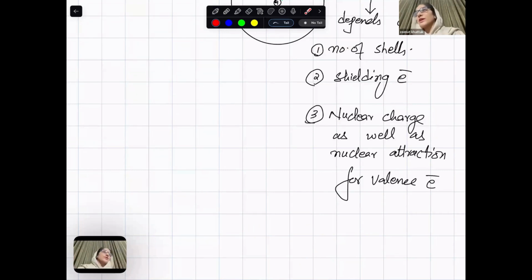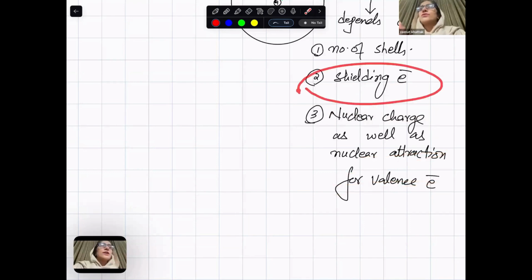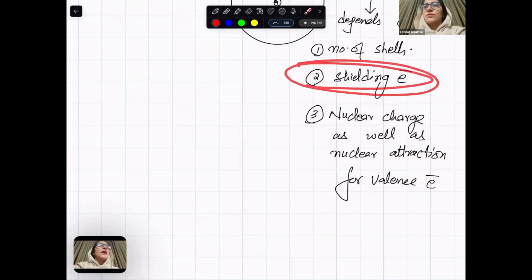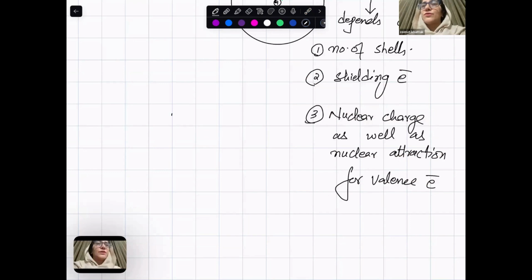Now what is a shielding electron? Nuclear charge. What is nuclear charge? The charge on the nucleus, the protons. The attraction of the protons to the outermost electron is called nuclear attraction for the valence electron. But now what are shielding electrons? The shielding electrons are the electrons. Look, this is the nucleus. This is the first shell.